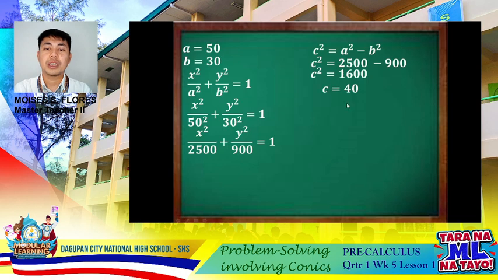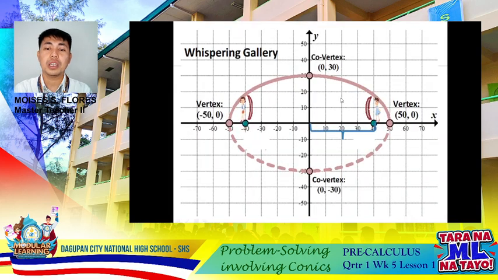Then subtract, and then afterwards, extract. So our C there is 40 units, meaning 40 units from the center to your focus. As we go back to our figure, from the center up to this, it is said to be 40 feet away from the center to these whispering dishes. So this is with respect to an application of our ellipse.